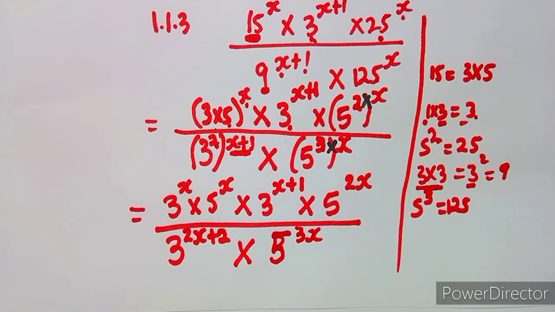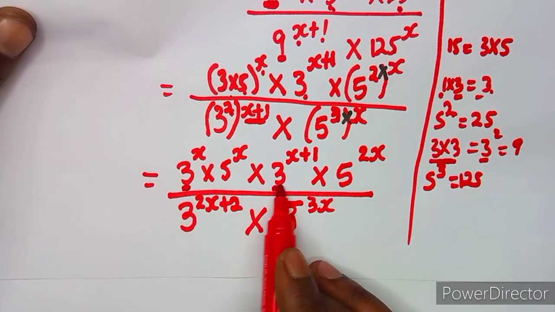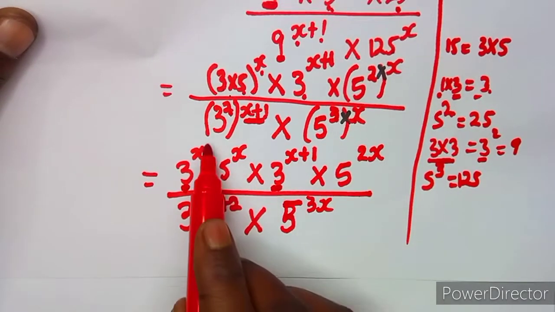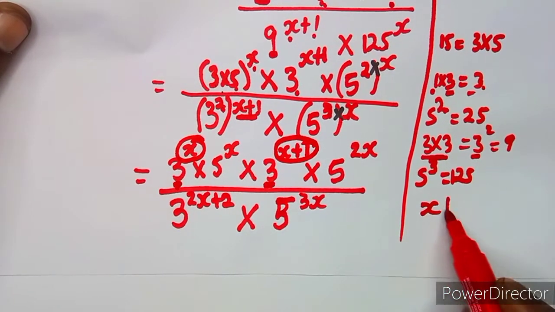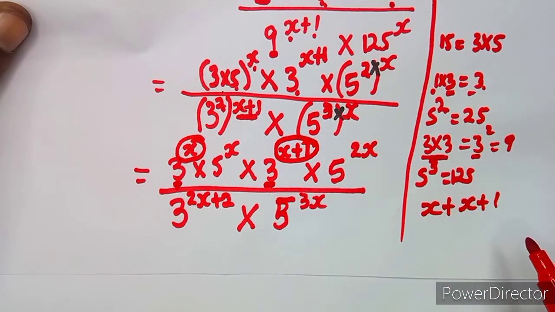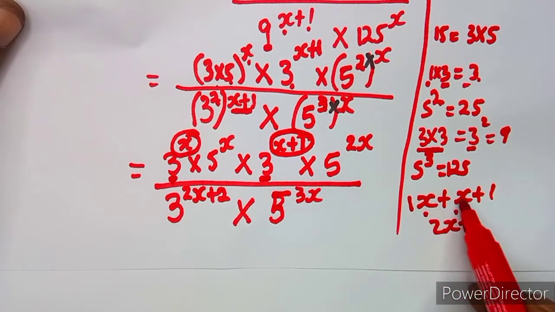So I have reduced this into simpler terms where I am working with 3, I'm working with 5, and so forth. So you can apply the laws. We want to apply the laws here on the numerator. Here we are multiplying the same base, so you're going to add the exponents, x added to x plus 1. So it's like this, x plus 1. It's going to give us x plus x, which is 2x plus 1, but the same as 1x and 1x.